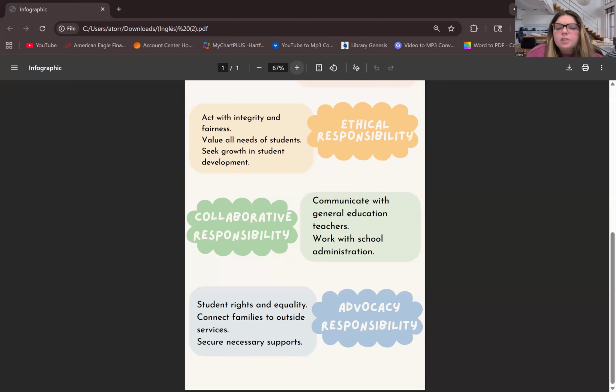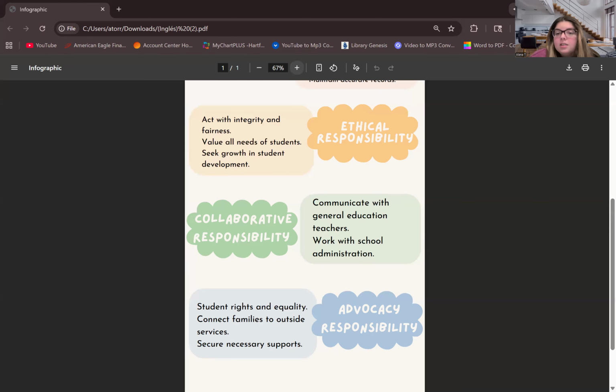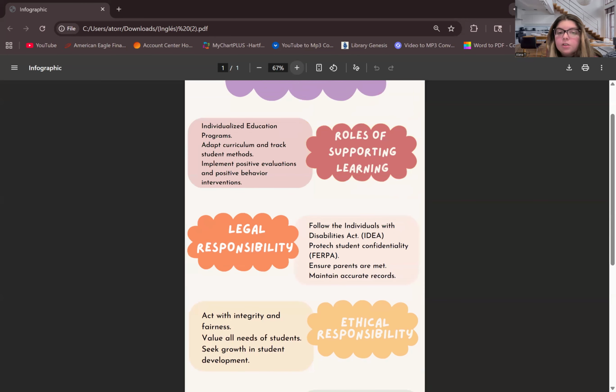And advocating for these students, connecting their families with outside resources. I know a student who recently has been going to seek ABA services because of other things happening outside of academics, and it seems to be really helping, which is great. And then making sure each student gets the support that they need. So that is my infographic to start.